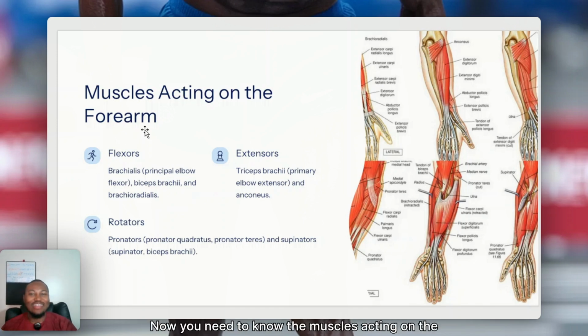Now, you need to know the muscles acting on the forearm, rather. We have the flexors, the extensors, and the rotators. All right? The flexors, we are talking about the brachialis. Very important. We have the biceps brachii and we have the brachioradialis. While the extensors, you're talking about triceps brachii and also the anconeus. Then we have the rotators, like the pronators: pronator quadratus, pronator teres, and also the supinators that help to supinate. We have the supinator itself. We have the biceps brachii, which also helps to supinate. So these are muscles that act on the forearm. You can categorize them into flexors, extensors, and also rotators.